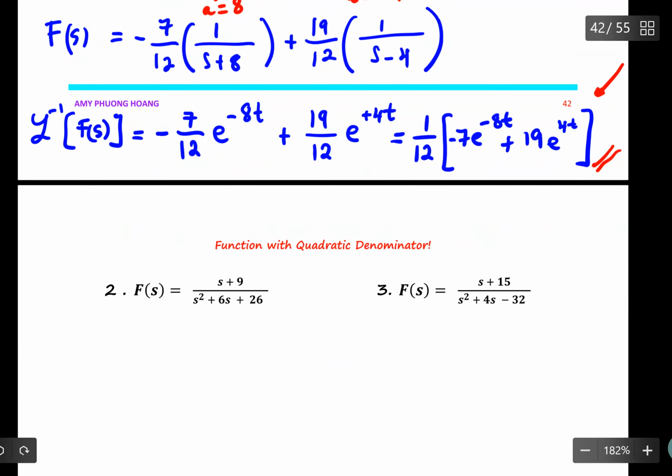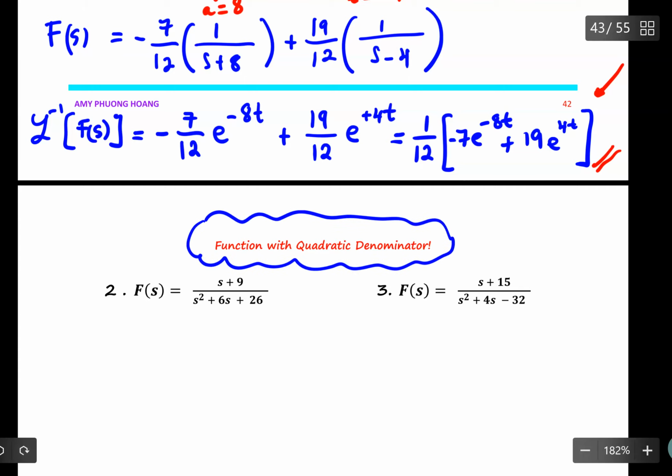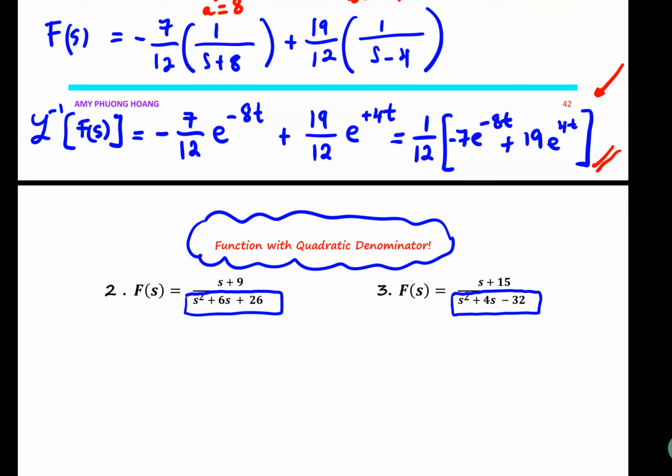Okay, so what I would like you to draw from this lesson is this. You are working with functions with quadratic denominators. So question number 2, you have the quadratic denominator as s squared plus 6s plus 26. Question number 3, you have s squared plus 4s subtract 32. In these two quadratics, you are using completing the square.